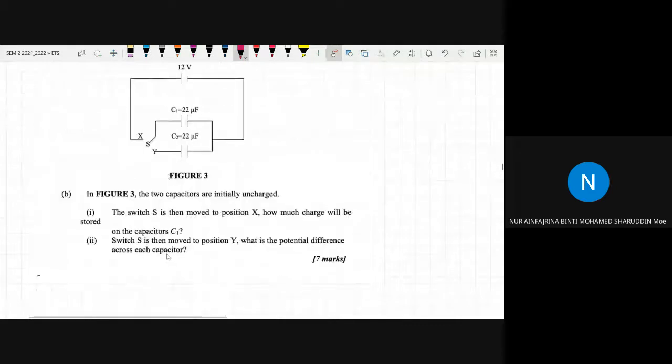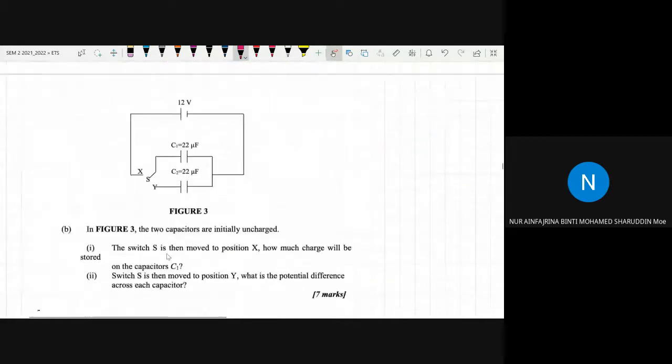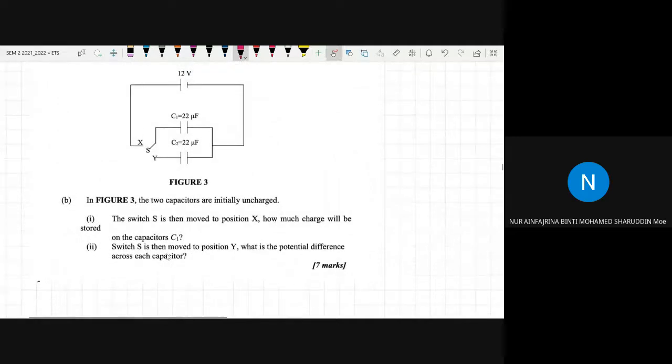Okay, baik, thank you. So I'll proceed to question number 2. Tadi kita dah buat 1 kan? Okay, so we are done with question 1. So let's look at question 2. Dia cakap, switch S is then moved to position Y. What is the potential difference across each capacitor? Okay, like I told you, kita nak cari apa? Potential difference across each capacitor.